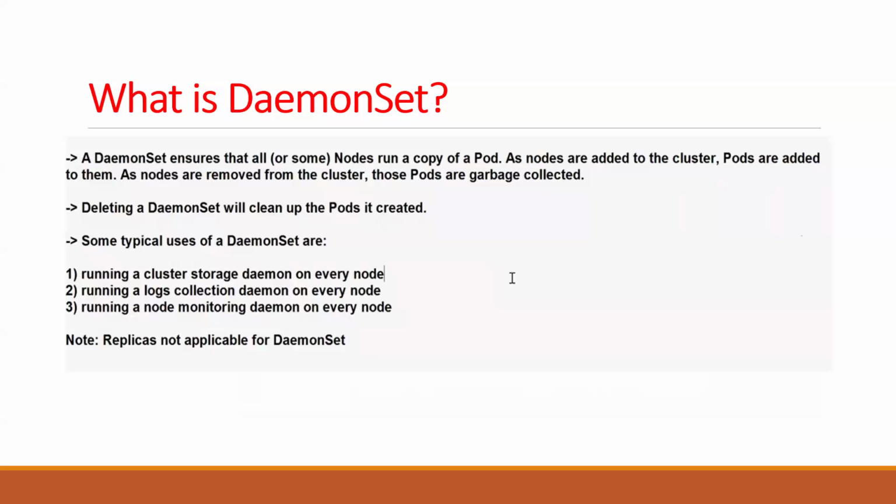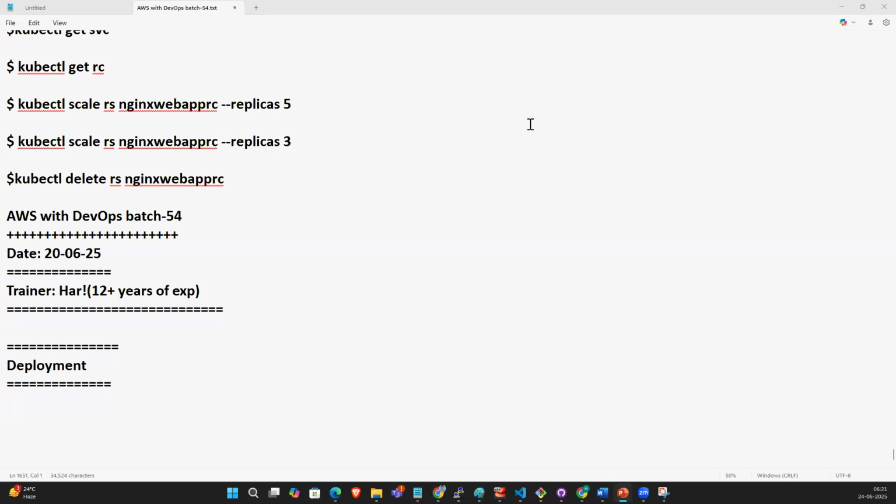Replicas are not applicable for the DaemonSet. A DaemonSet is nothing but a copy of the pod: if one pod is running on one node, it will automatically create the same pod on another node. So a DaemonSet is nothing but a duplication.